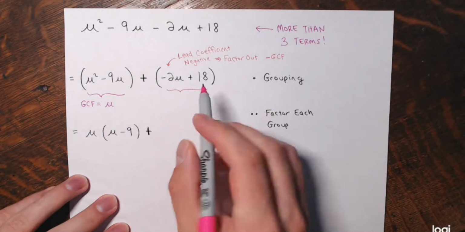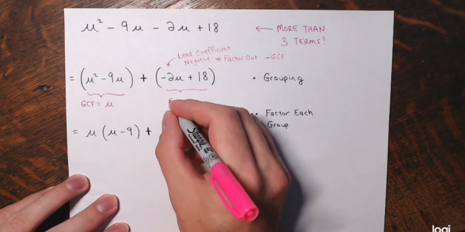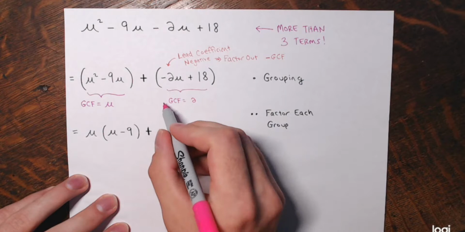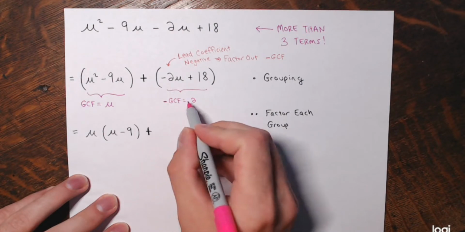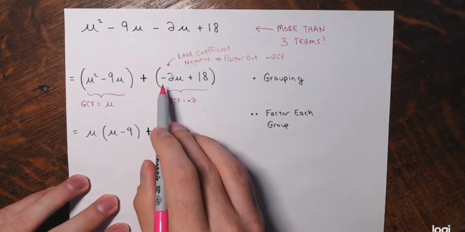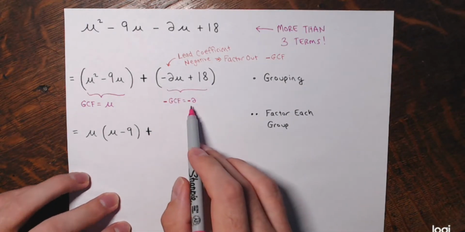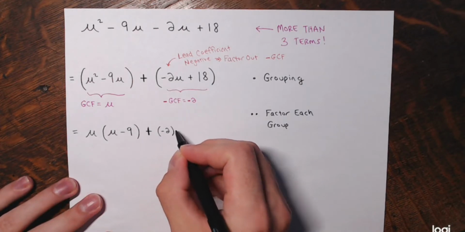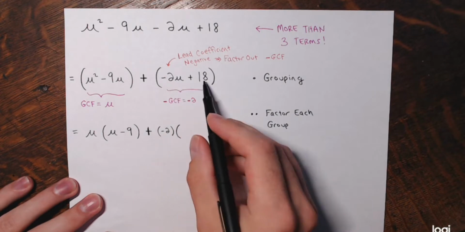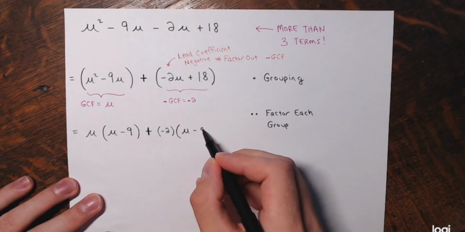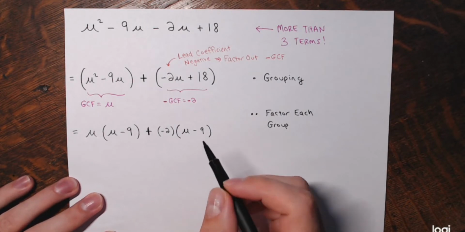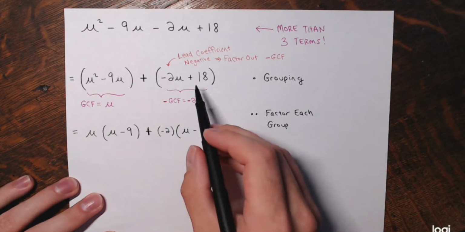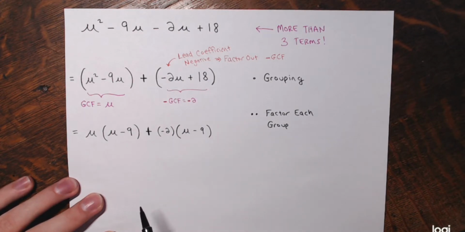So in this group here, negative 2u plus 18, the greatest common factor is just 2. But we're pulling out the opposite of this, right? That's why I'm going to throw in a minus. Because the lead coefficient is negative, I'm going to factor out negative 2. So we got negative 2 pulled out. And if I remove negative 2, the remaining factor would be u minus 9. And go ahead and check with multiplication. Negative 2 times u, negative 2u. Negative 2 times negative 9, positive 18. So this is the proper factorization.